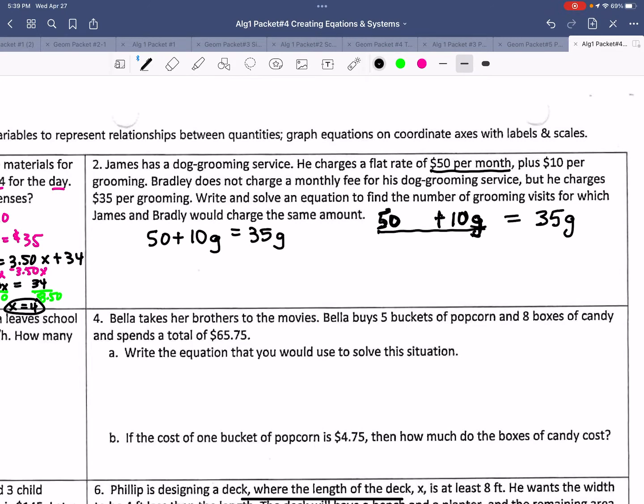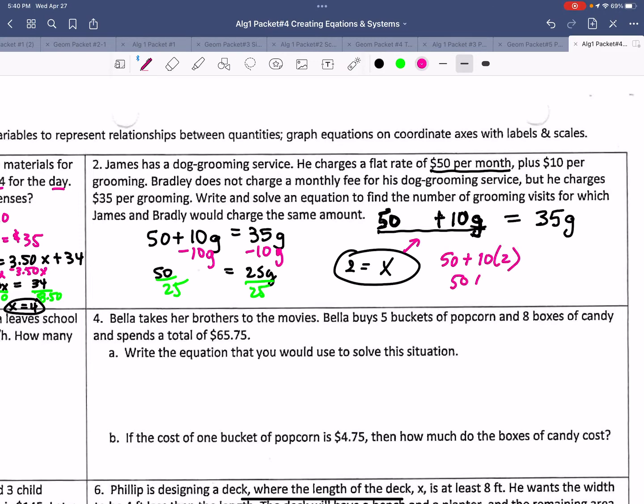Now again, if you write this with an x instead of a g, that's fine too. It doesn't matter, but let's go ahead and solve. So minus 10g, so we get 50 equals 25g. So we divide by 25 on each side, and we get 2. So that's where they would end up charging the same amount. Let's plug this in and see if this worked out. So with 50 plus 10 times 2, that'd be 50 and 20 makes 70. Would that be the same as 35 times 2? Yes, it is.